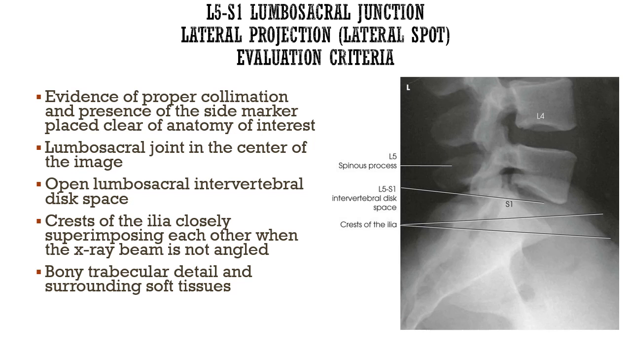So taking a look at the image, we're going to see the lumbosacral joint in the center of the image. So here's L5. And we've got S1 here, and that space is what we're wanting to see. The ilia should be close together so they're superimposed when the X-ray beam is not angled.